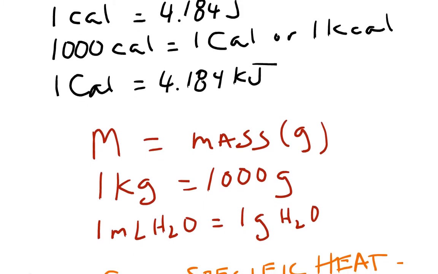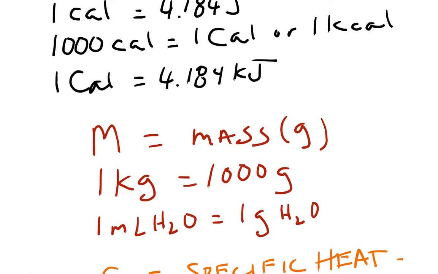M stands for mass. Here's another conversion factor where 1 kilogram equals 1,000 grams. Sometimes we refer to water as a volume, and we know that 1 milliliter of water equals 1 gram of water.